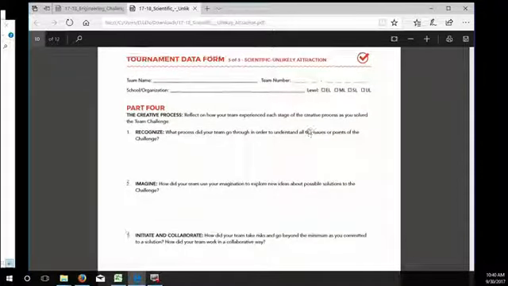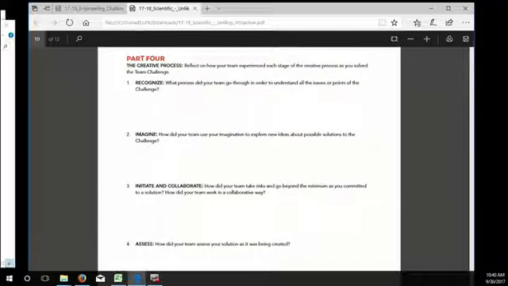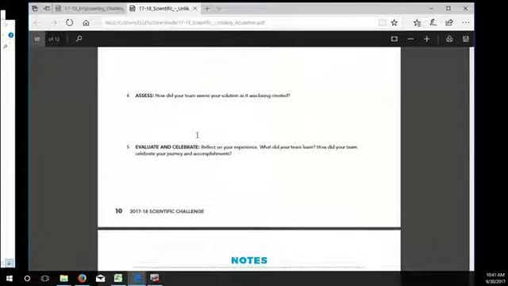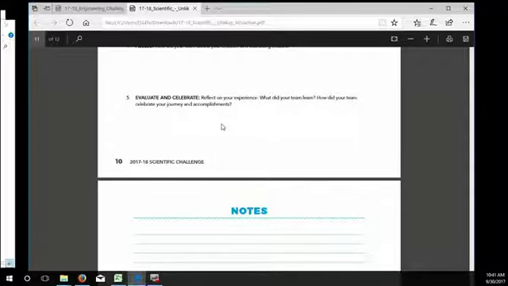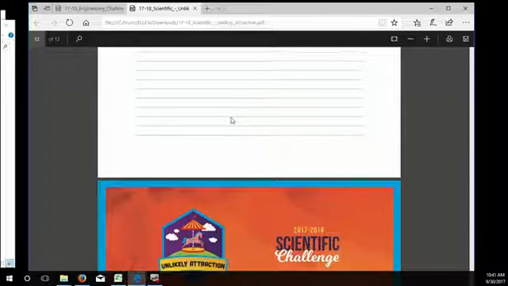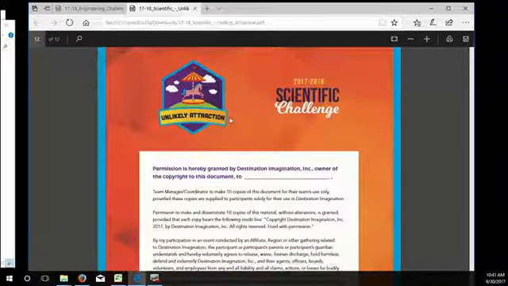The third page of the tournament data form, this is fairly standard in all of the challenges. These are the different stages of the creative process, and it asks what the team did in those phases. You might want to take notes as you go with your meetings, so you'll have something to fill in. We only require one copy of that. We require 5 copies of all of the others, and then you'll have 1 or 2 notes pages. And that is the scientific challenge.